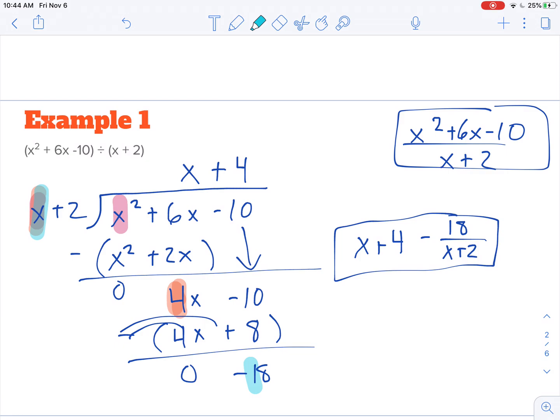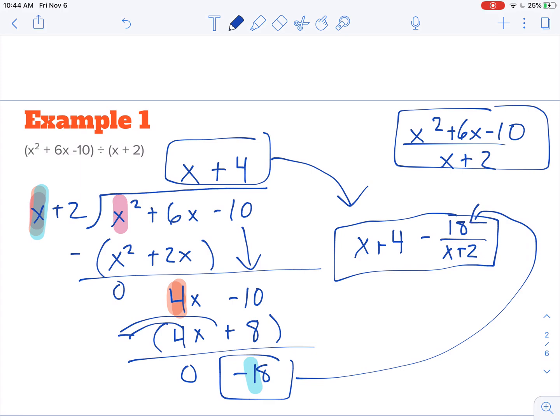So once I can no longer just multiply my variable or multiply a coefficient for my variable to make it look like what's ever left, I have a remainder. And then we present the remainder as putting it over the divisor. So here I've got x plus 4, which was what was on top, and that goes down. And then I had my remainder of the minus 18, so I put that over here, and then I have my divisor of x plus 2, so I put it over there.